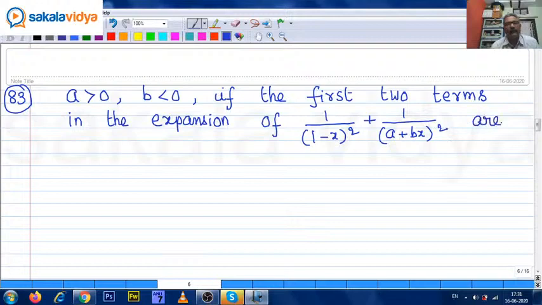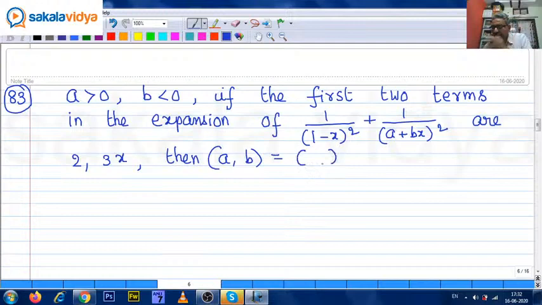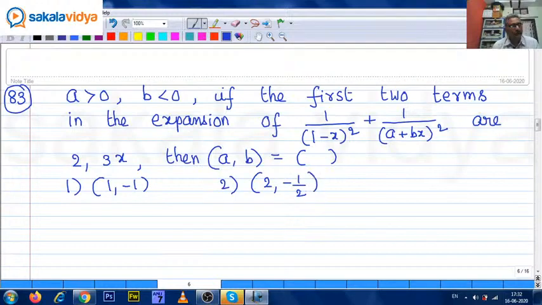are 2 comma 3x, then a comma b equals to: first option 1 comma minus 1, second option 2 comma minus 1 by 2, third option 2 comma minus 1, fourth option 1 comma minus 1 by 2.